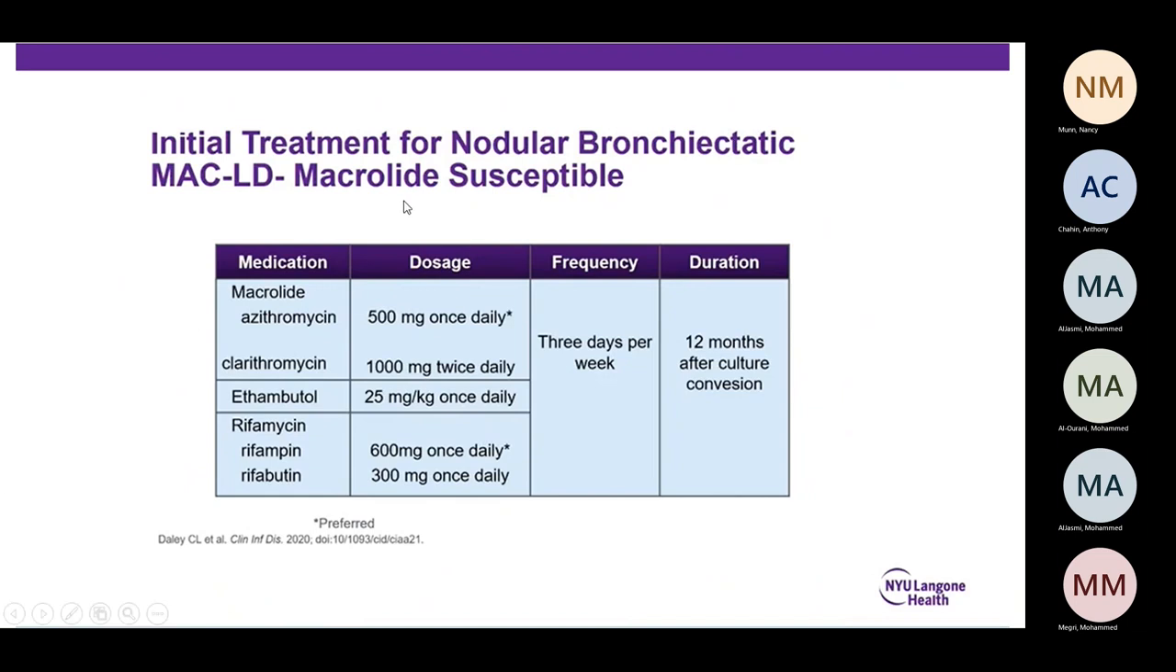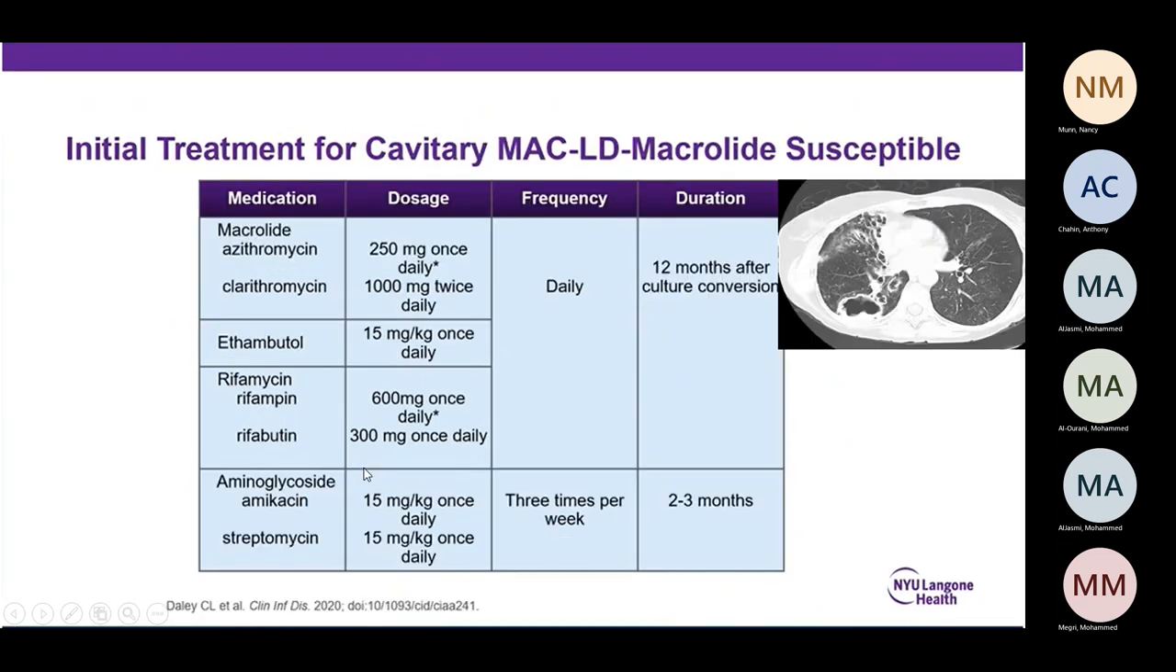Nodular bronchiectatic MAC lung disease, your medications here, three times a week, 12 months after negative culture. So azithromycin is what we like to use, again once a day instead of twice a day, easier on the stomach, fewer drug-drug interactions. You can use either rifampin or rifabutin, one of the two. And that's the cavitary disease. We said it will be daily instead of three times a week. And then you get the aminoglycoside for two to three months at the beginning.